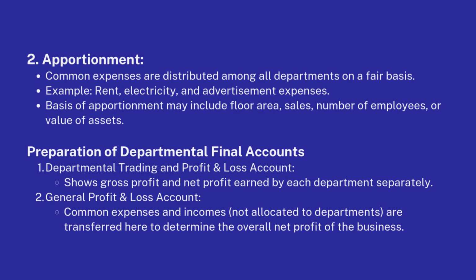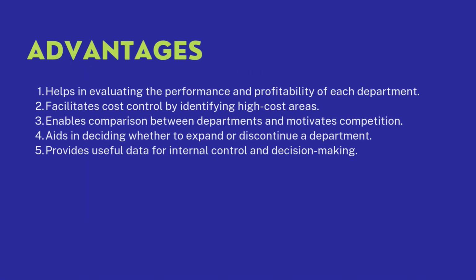Preparation of departmental final accounts. 1. Departmental trading and profit-loss account shows gross profit and net profit earned by each department separately. 2. General profit-loss account. Common expenses and incomes, not allocated to departments, are transferred here to determine the overall net profit of the business.